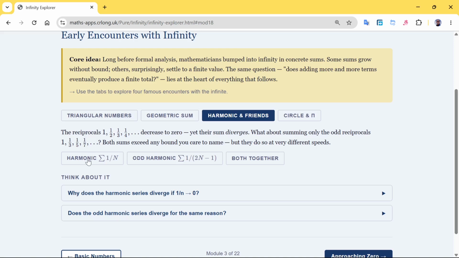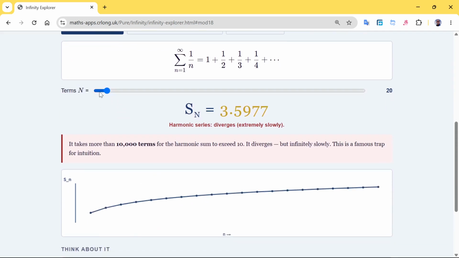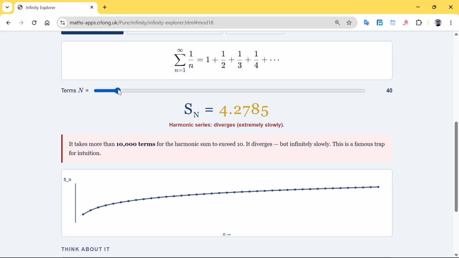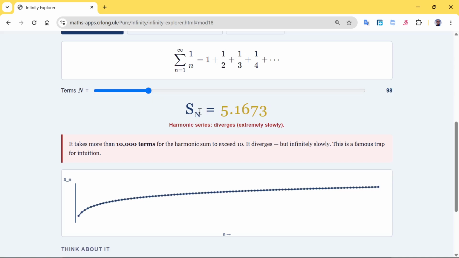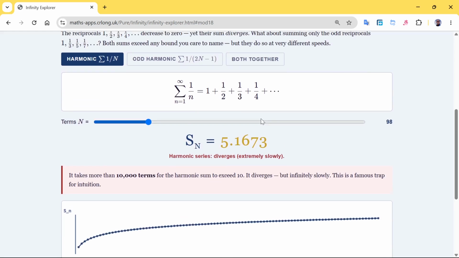Looking at that, what we call the harmonic sum, and let's take, say, 5 terms, we get 2.283, and then we take 40 terms, we get 4.2785. We take 98 terms, we sum them together, we get 5.1673. And it turns out that as we add more and more terms, the sum increases incredibly slowly, but eventually will become bigger than any number. So this sum is divergent.